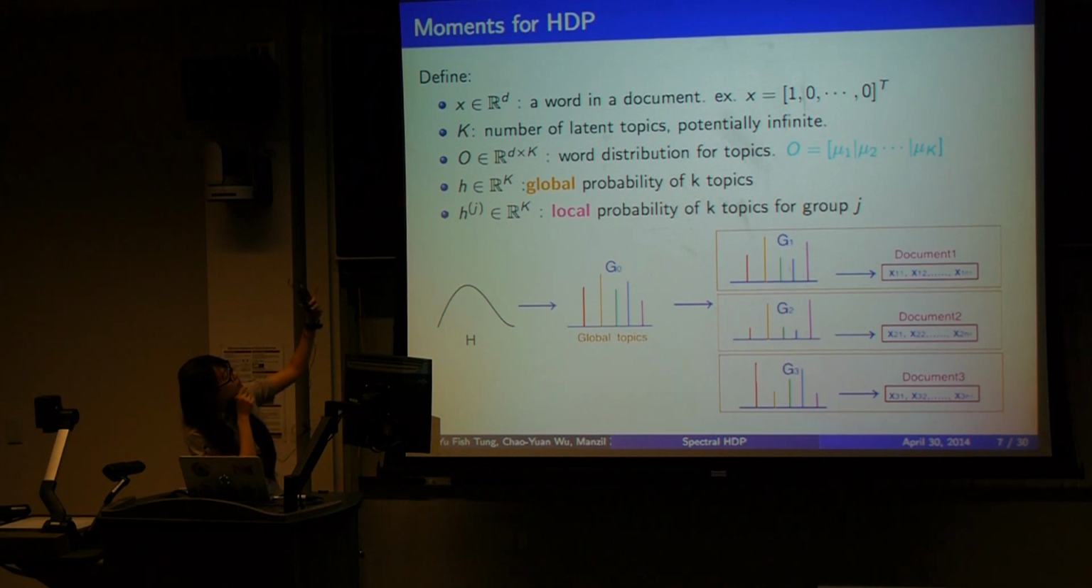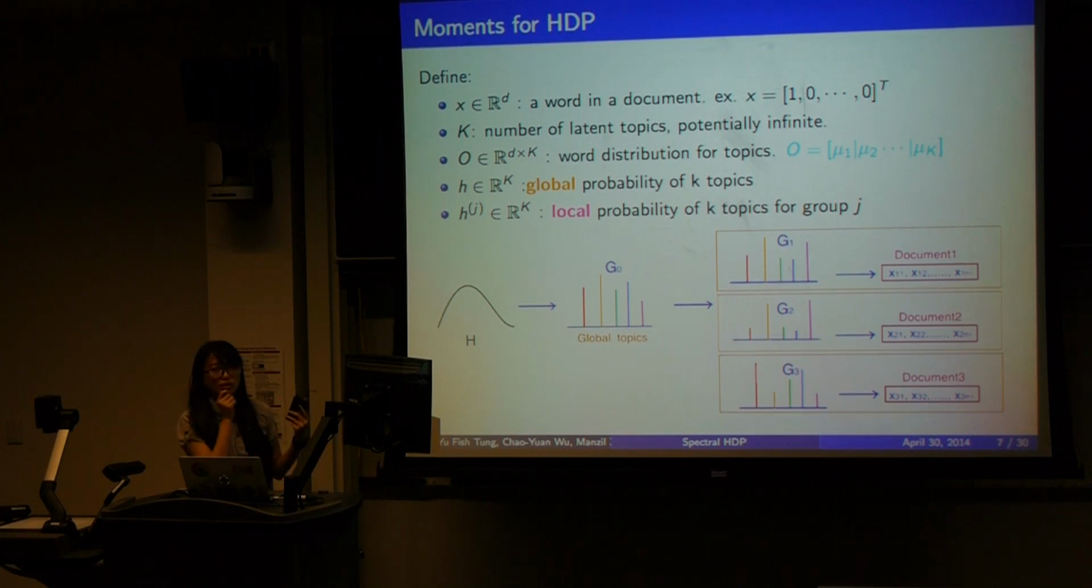X is a word in a document, so X is the observation, and only one of the elements is 1. K is the number of latent topics, and O is the word distribution for each topic that we inferred. Here we need to notice that H without the j on top is the global probability of topics, and H with a j on it means the j-th document, the j-th group.